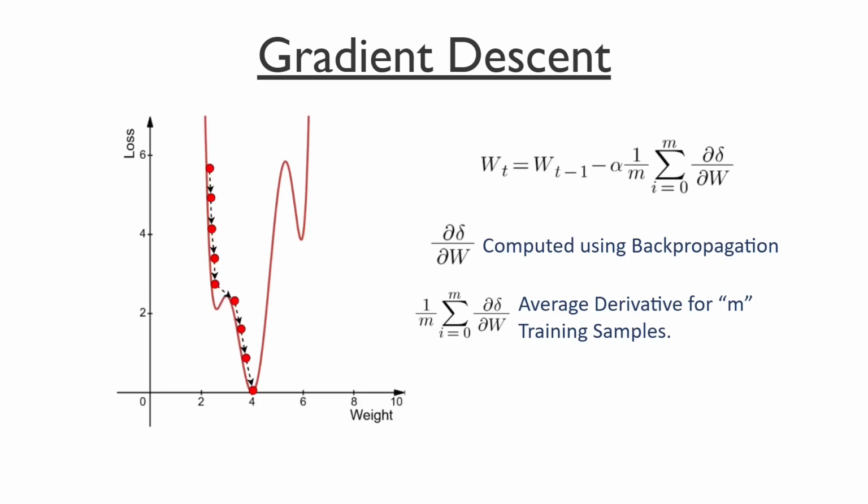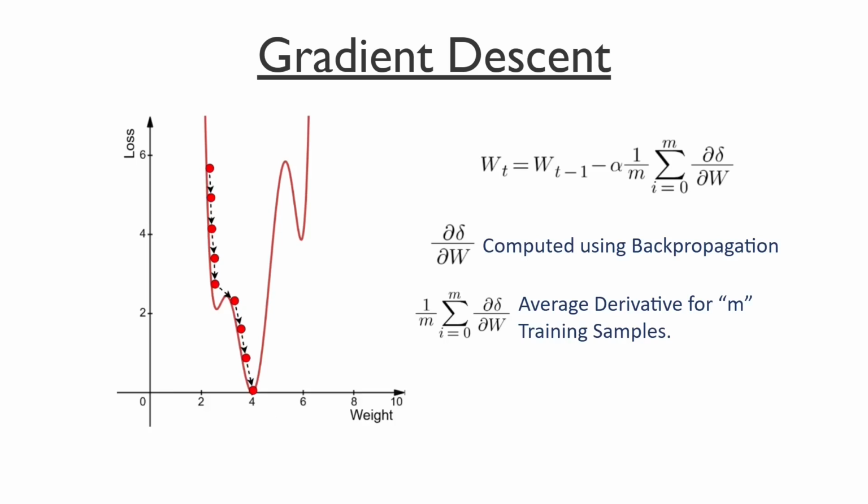Now the first optimizer we'll talk about is gradient descent. To update our weight, this algorithm computes the gradient of the loss function with respect to the weight of m samples using backpropagation. It then takes the average gradient of our loss for these m samples and multiplies it by our learning rate. This value is then subtracted from our old weight to give us the new weight.